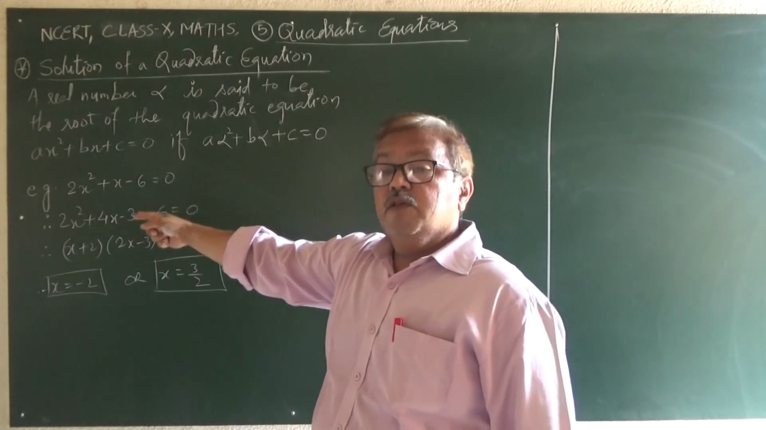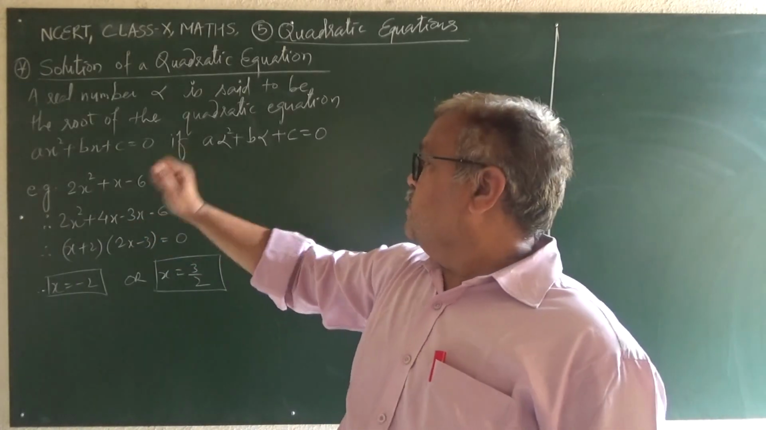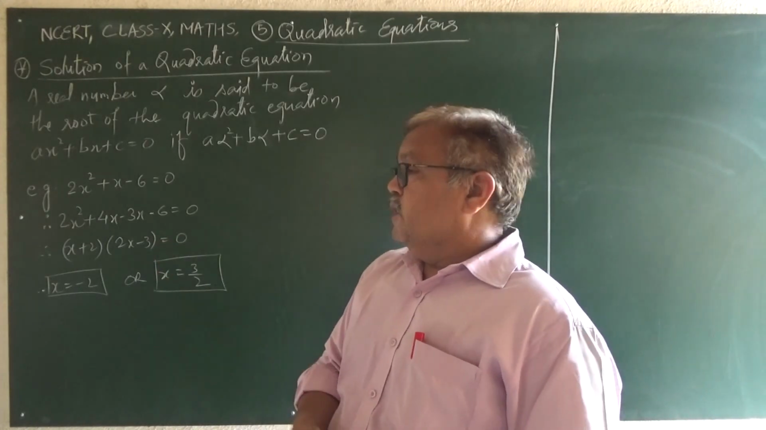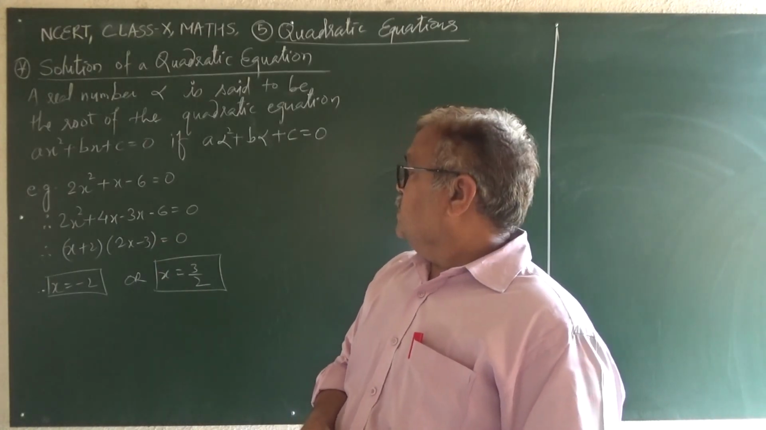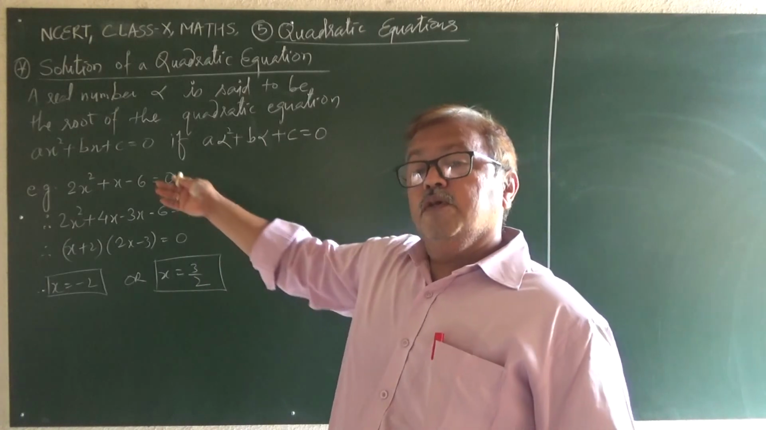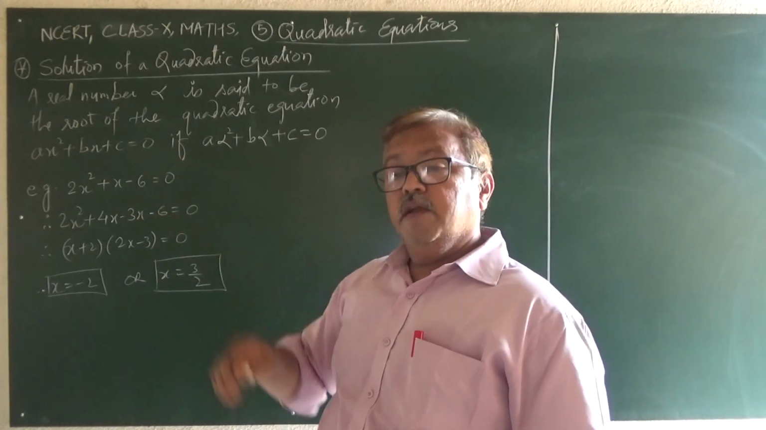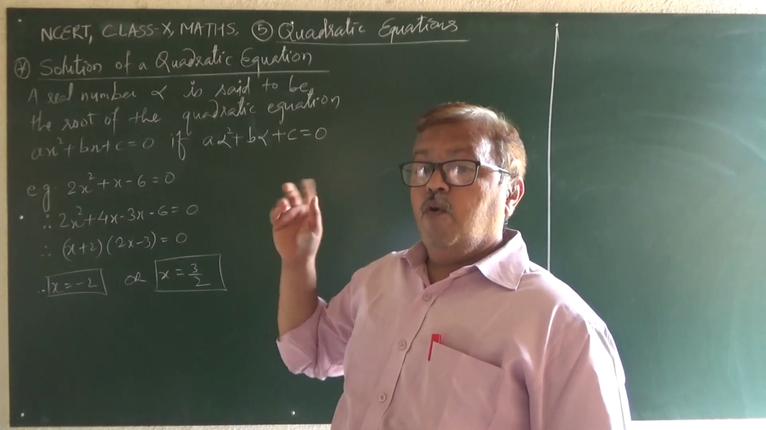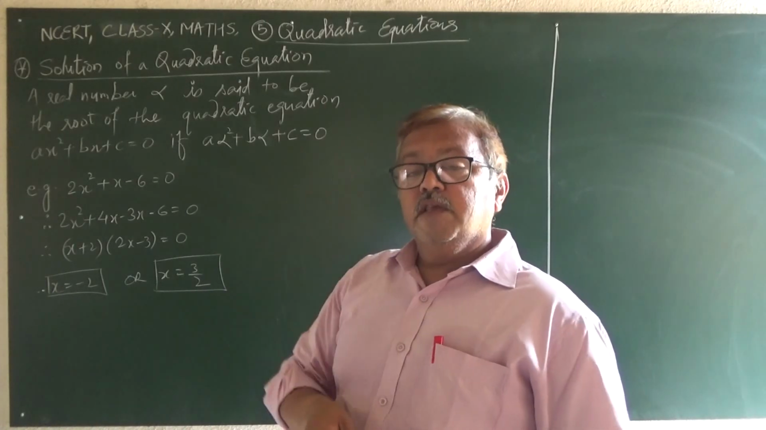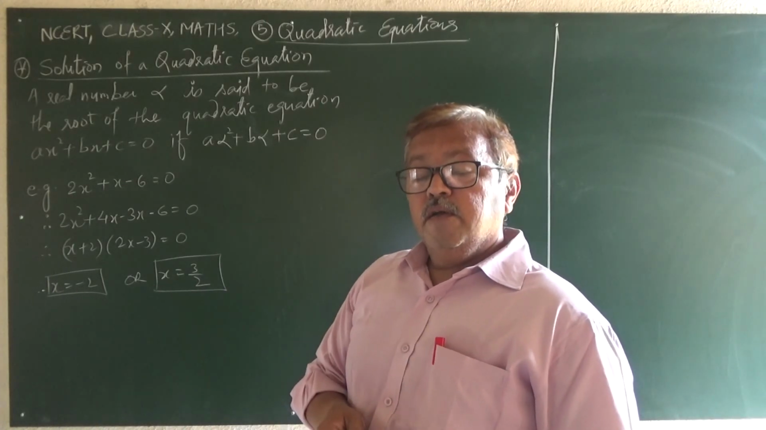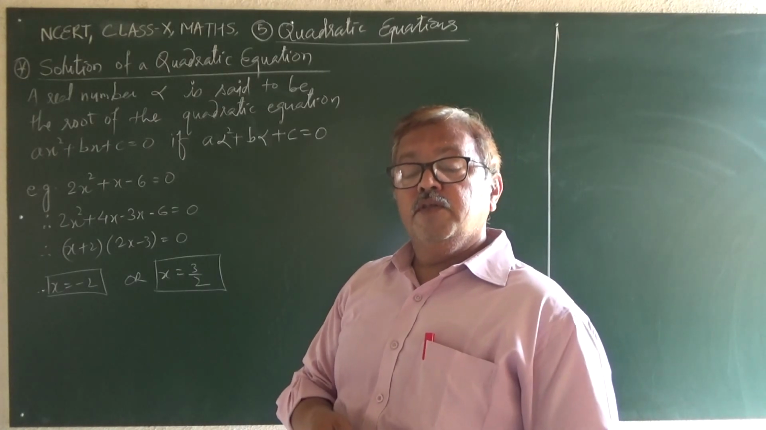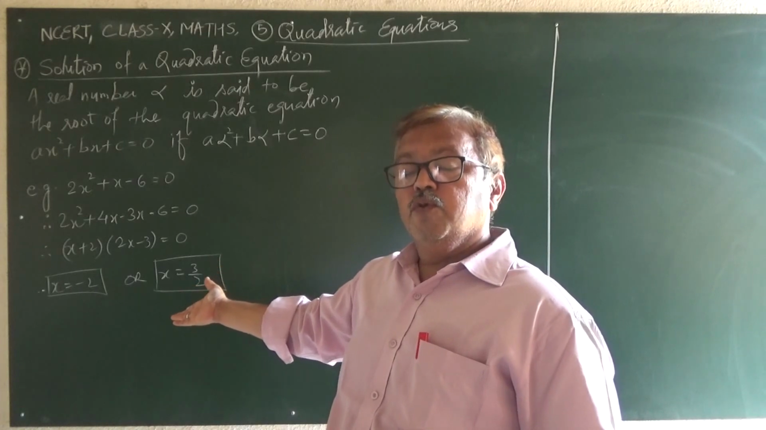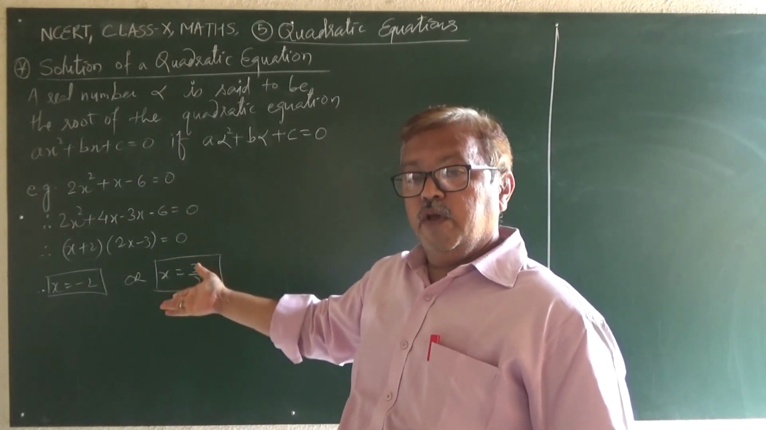See here. This is a quadratic equation: 2x square plus x minus 6 is equal to 0. Therefore, 2x square plus 4x minus 3x minus 6 is equal to 0. By splitting the middle term, we are getting x is equal to minus 2 and x is equal to 3 by 2. We have studied in second lesson, a quadratic polynomial will be having how many zeros? 2 zeros. So here we are getting 2 zeros or 2 solutions or roots, you can say.